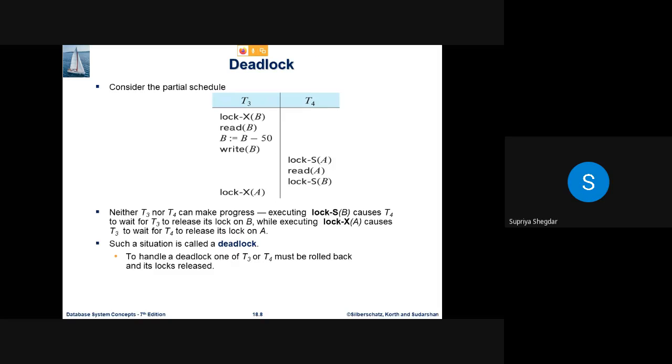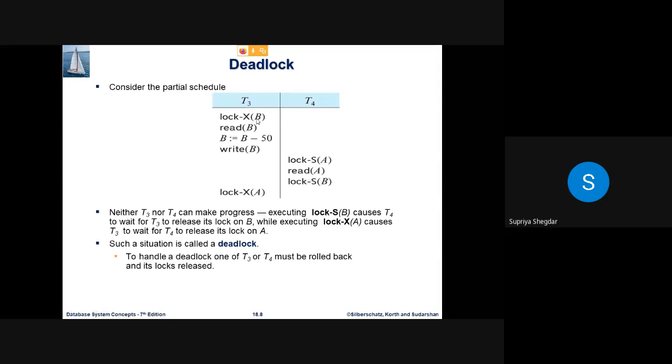Okay, now one concept in the lock based protocol is the deadlock. The deadlock is a very common concept in every transaction system. Okay, so consider two transactions, transaction T3 and transaction T4.